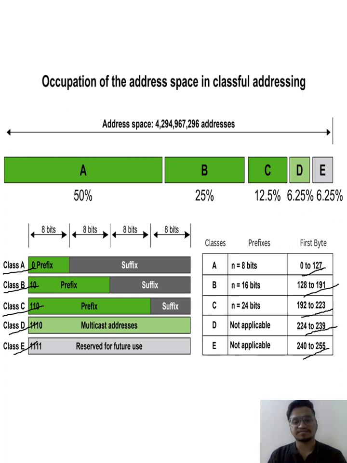Any IP address is divided into two parts, prefix and suffix. Prefix is also known as net ID and suffix is also known as host ID. For class A, net ID is of 8 bits. For class B, it is of 16 bits. Similarly for class C, it is of 24 bits. And for D and E, it is not applicable.